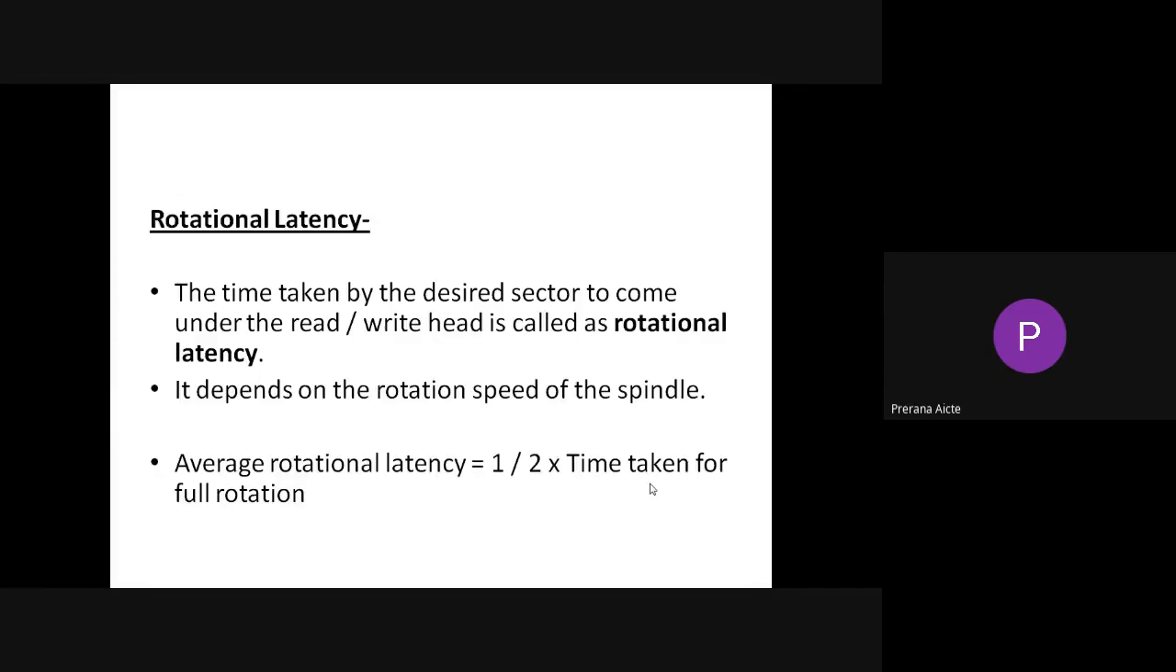And next one, rotational latency. Rotational latency is the time taken by the desired sector to come under the read-write head. It depends on the rotational speed of the spindle. So average rotational latency equals 1/2 of the time taken for a full rotation.